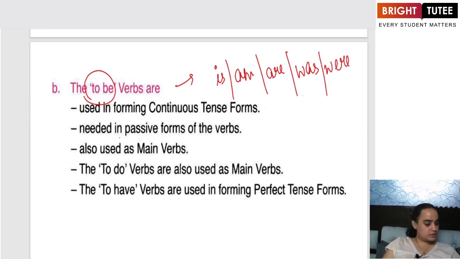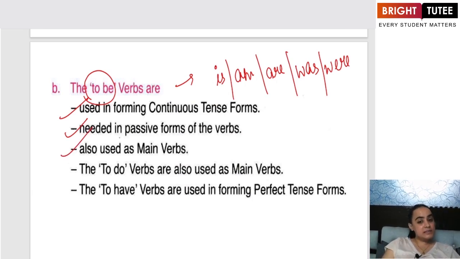Where do we use? We use to be forms of the verb in the continuous tenses. She is playing, they are playing, I am playing, she was playing, they were playing. I use these in the continuous tense. When you have to make a passive sentence, we use the to be form of the verb. Was done, were being played, are done. So we need these in the passive form.